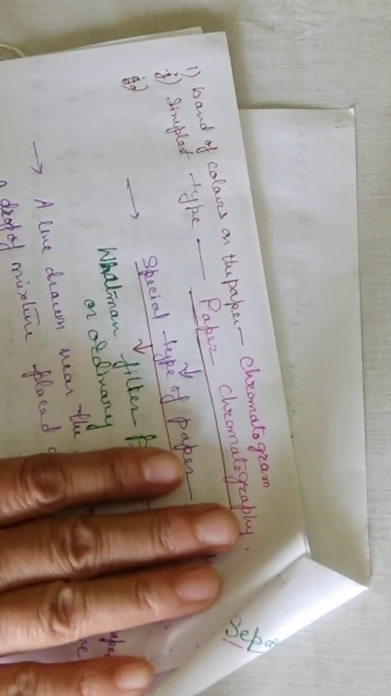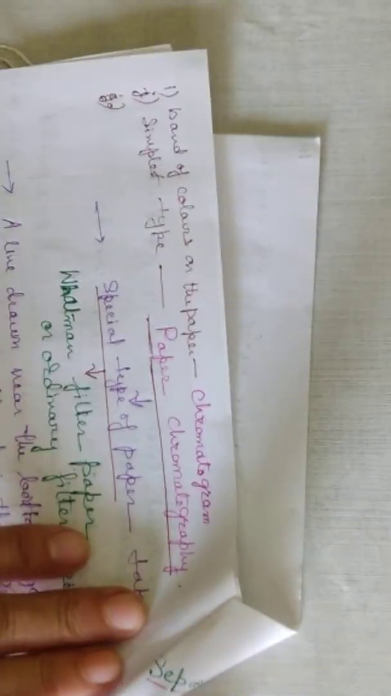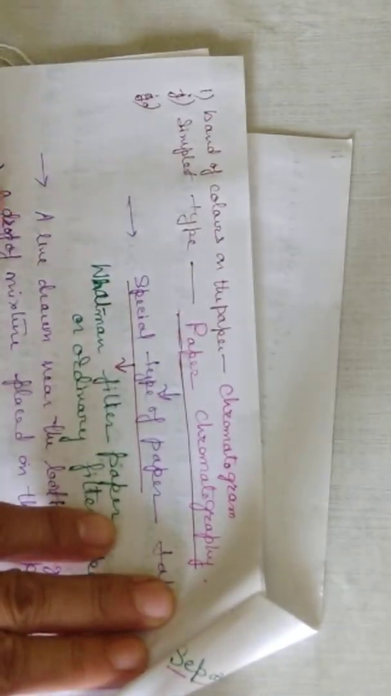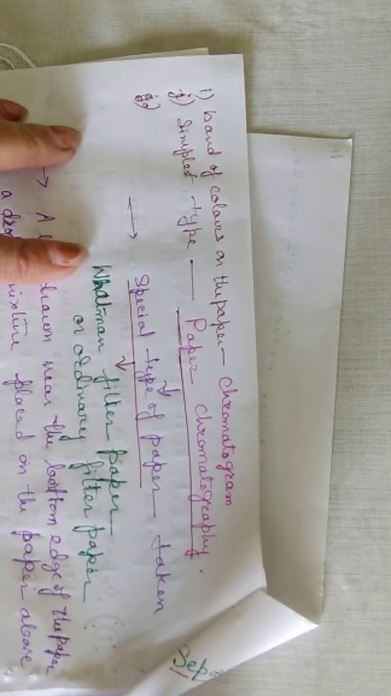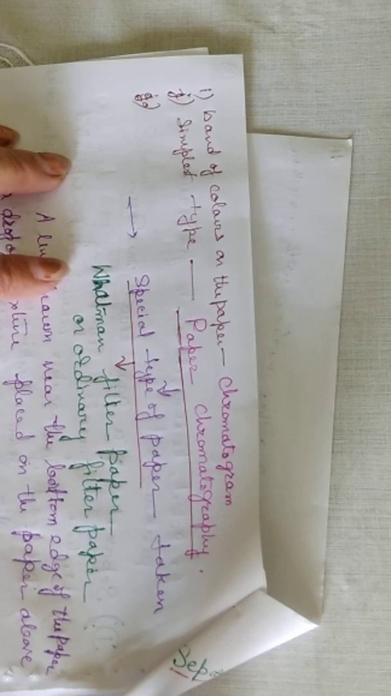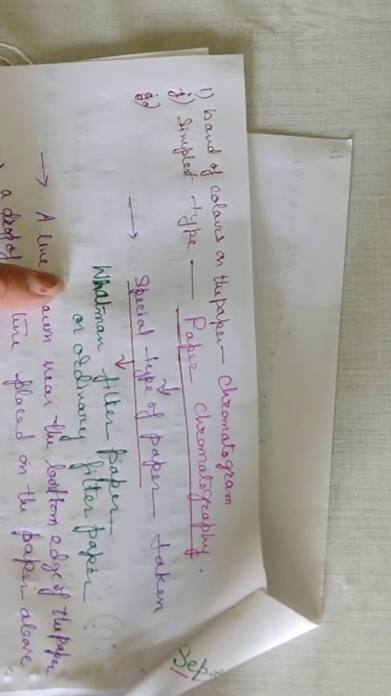Then the bands of colors obtained on the paper are known as the chromatogram. And the simplest type is paper chromatography. A special type of paper is taken, what is called Whatman filter paper.